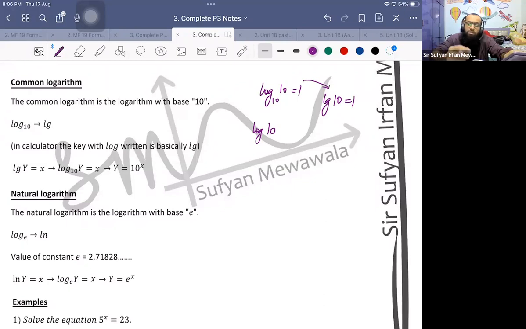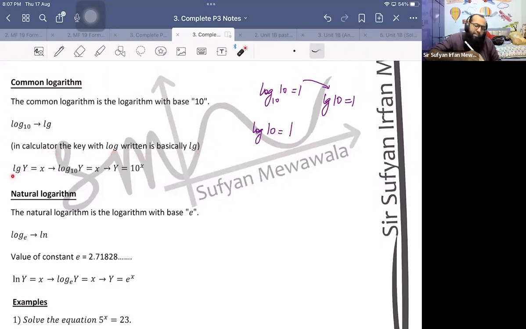But in the calculator there is no LG. There is just log. So if you type log 10, just check out that you will be getting 1 as your final answer. So log of 10 is 1. So that log in your calculator is basically log with a base of 10. Always remember this. And this log is known as common logarithm. I have already written over here as well. In calculator, the key with log written is basically LG.